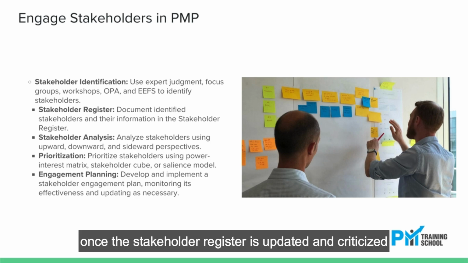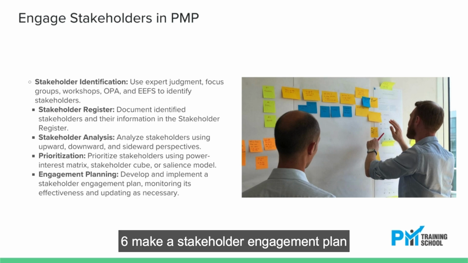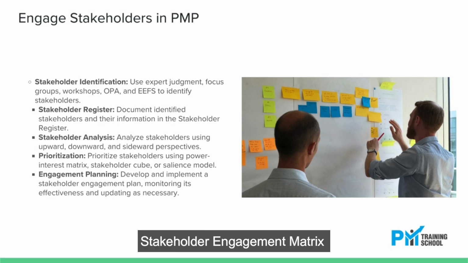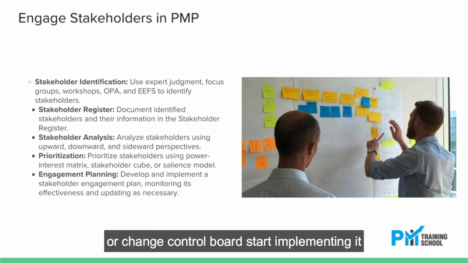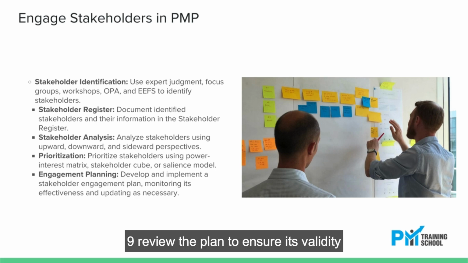5. Once the stakeholder register is updated and criticized, initiation is completed. 6. Make a stakeholder engagement plan with strategies to engage stakeholders. 7. Use SEM, the stakeholder engagement matrix, in the stakeholder plan, checking stakeholders' current and desired engagement state. 8. Once the stakeholder plan with strategies to engage them is approved by the sponsor or change control board, start implementing it. 9. Review the plan to ensure its validity for monitoring and control purposes.